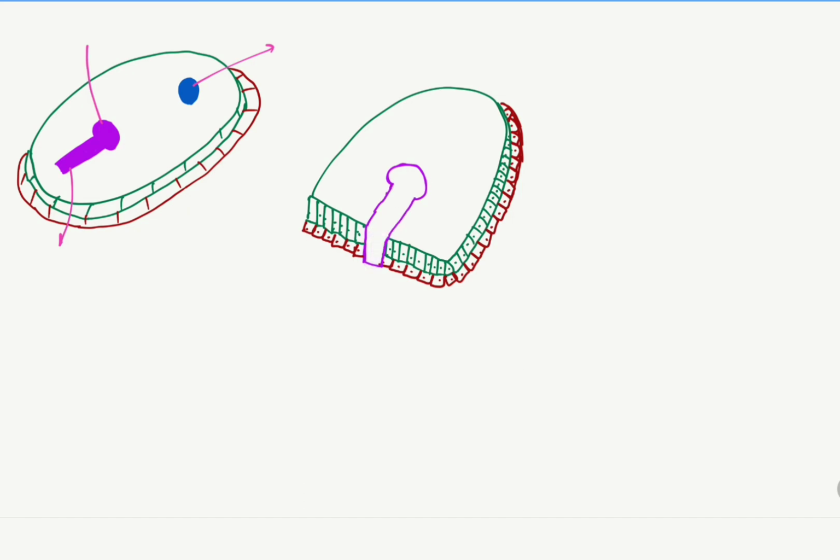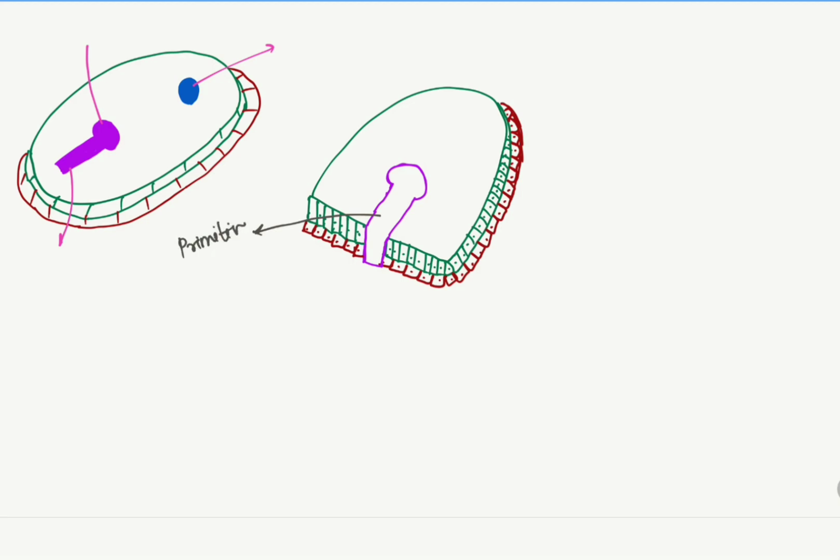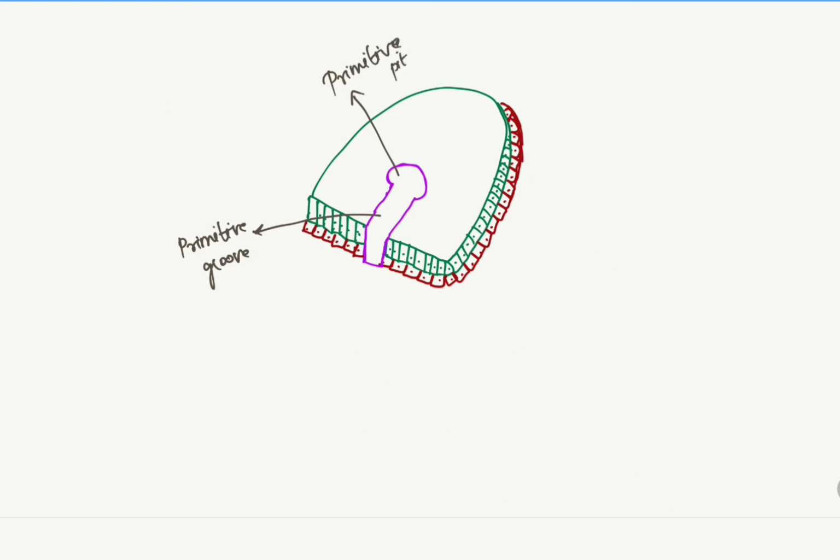So once the cells disappear, it results in a depression. The depression of the primitive streak is called the primitive groove, and the depression of the primitive node is called the primitive pit. Of course, there is a pre-caudal plate here. I hope everybody remembers that the pre-caudal plate is the place where the epiblast and hypoblast are fused together.